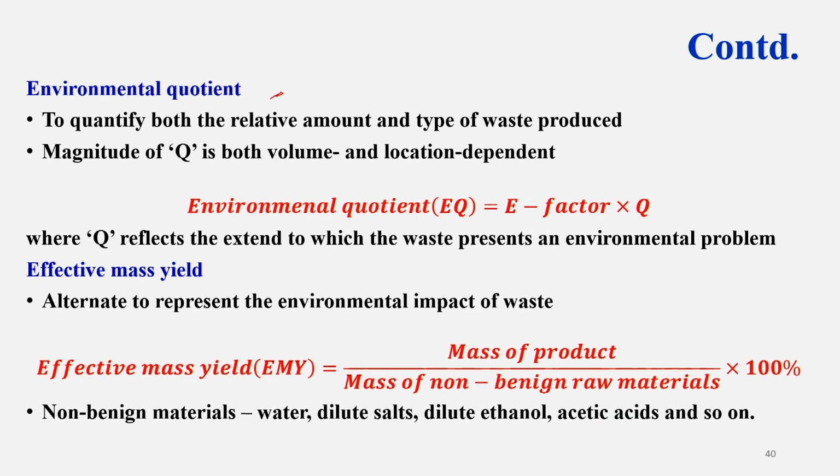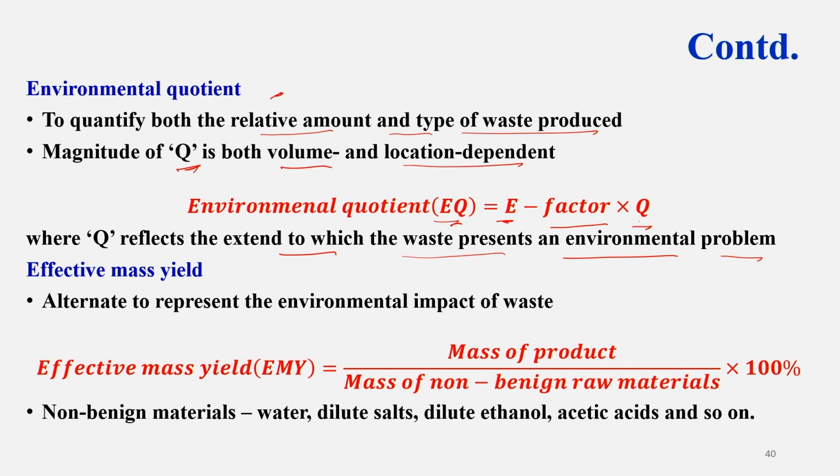There is another parameter called the environmental quotient. The environmental quotient is E factor times Q. It quantifies both the relative amount and type of waste produced, and the magnitude Q is both volume and location dependent. For example, here Q reflects the extent to which waste represents an environmental problem. So, there should be a certain value for the Q.